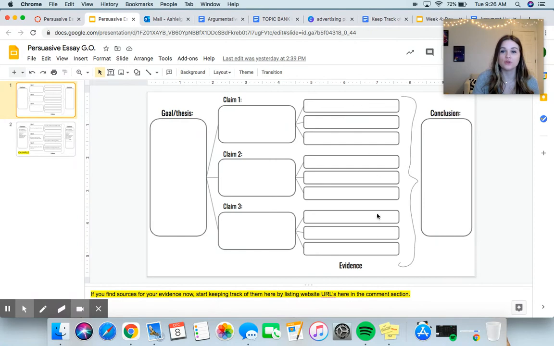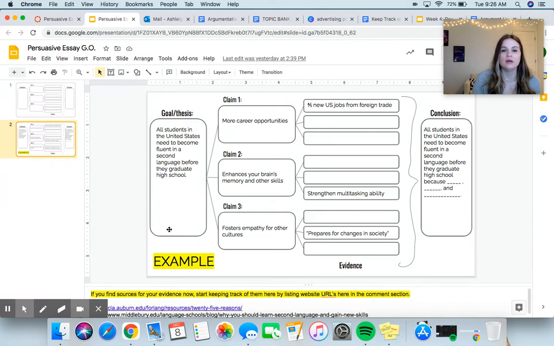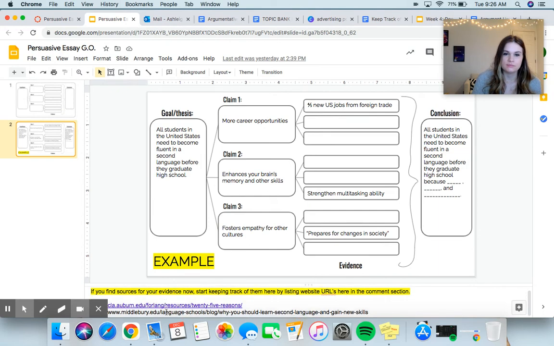And then from those, you're going to have evidence. Remember, those are facts, numbers, analogies, examples. Those are what you're going to put here. And then your conclusion is going to, again, summarize and rephrase and remind your reader before they leave of what it is that you're trying to persuade them of. So let's look at an example. Also, really quick, if you look down here in the comment section, if you are already starting to find sources, websites, articles, documents, keep track of them here. Just put them in your graphic organizer in the comments so that you can remember where those are at, okay?